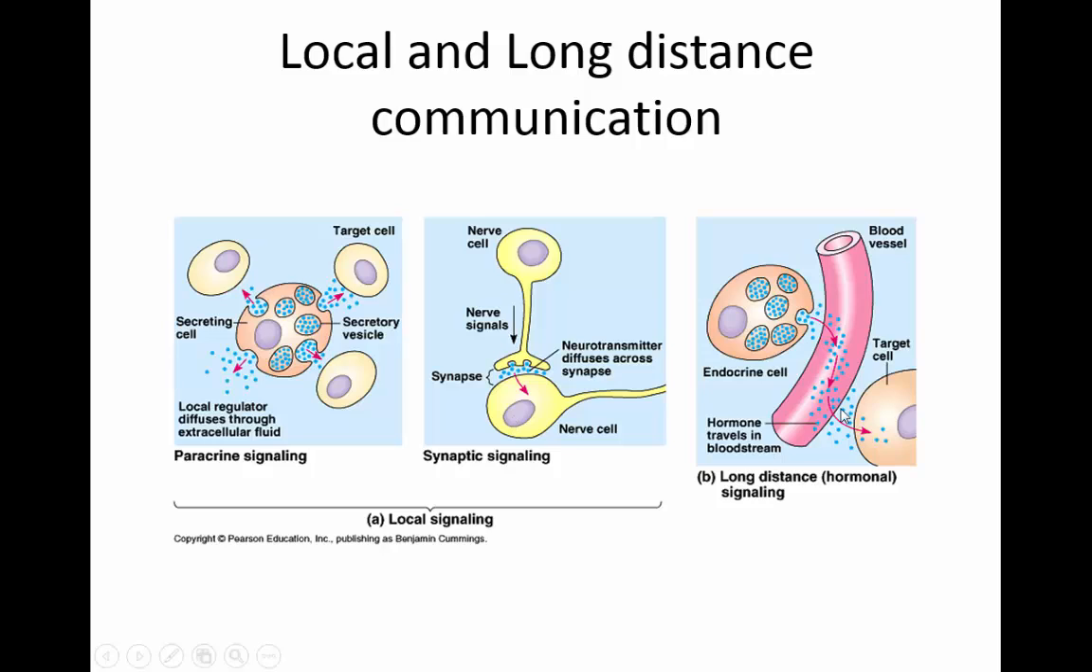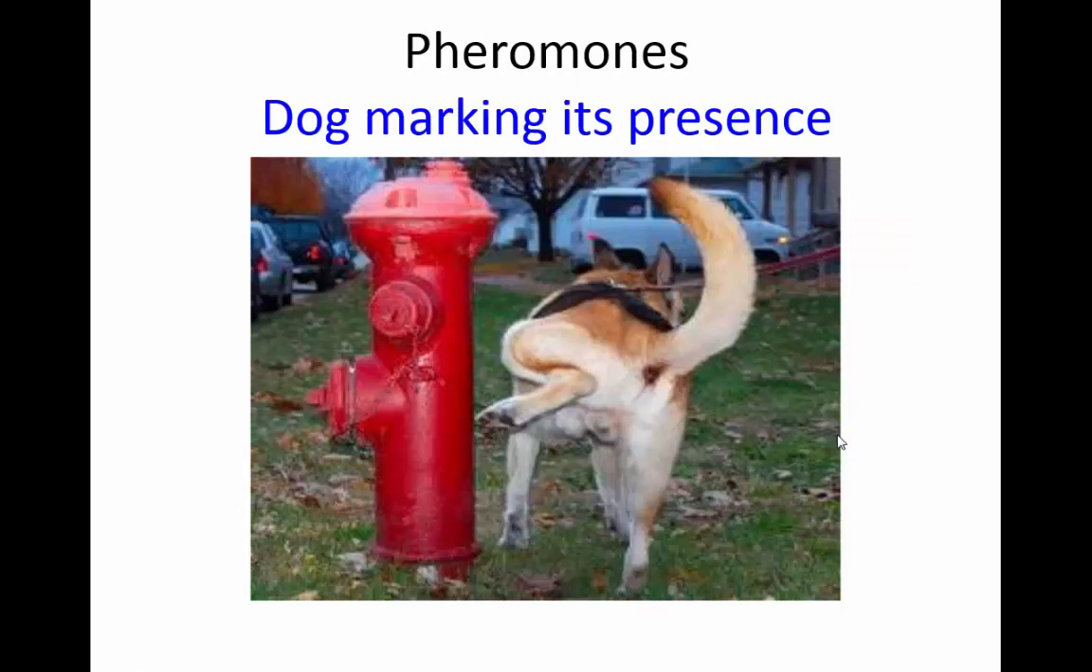And then we have this long distance type of communication. Hormones are one of them. The hormones are released in one part of the body and they travel to a whole different part of the body. They travel through the bloodstream. You can see here they're released, they travel through the bloodstream and they end up in whatever target cell, and that cell is going to affect whatever needs to take place.